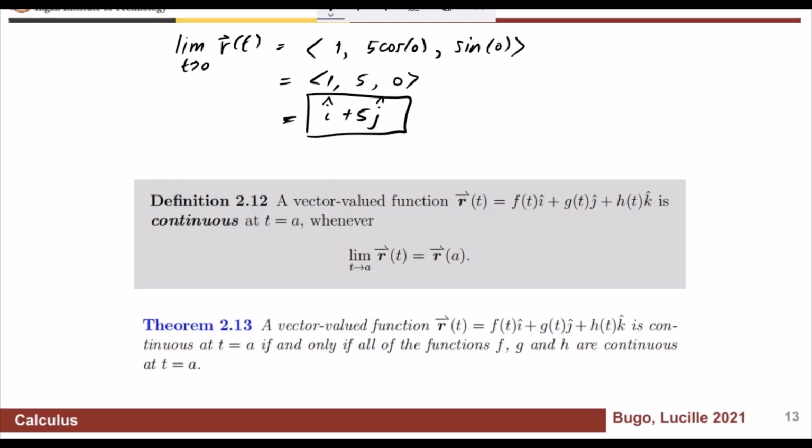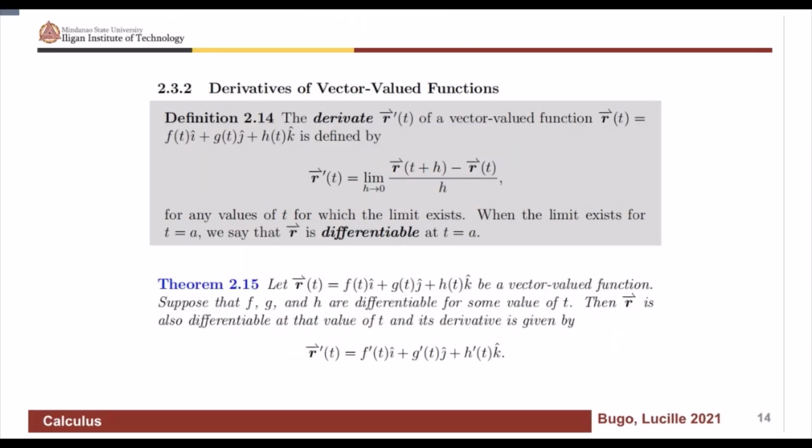Definition 2.12: a vector valued function r of t equals f of t i hat plus g of t j hat plus h of t k hat is continuous at t equals a whenever the limit of r of t as t approaches a is equal to r of a. So a vector valued function r of t is continuous at t equals a if and only if all of the functions f, g, and h are continuous at t equals a.